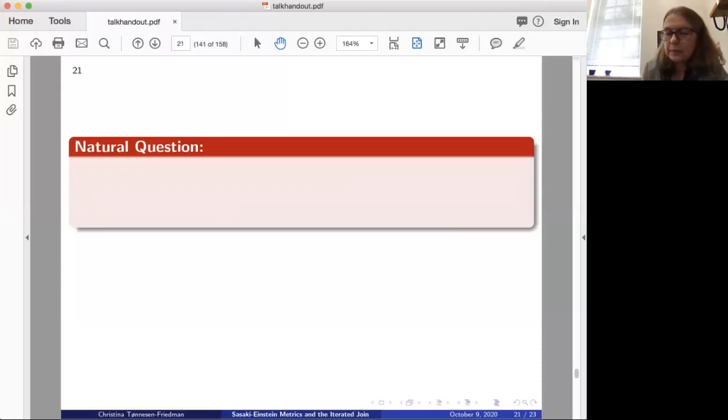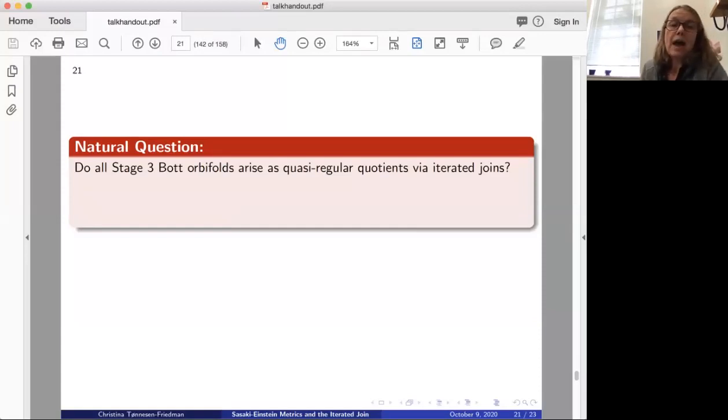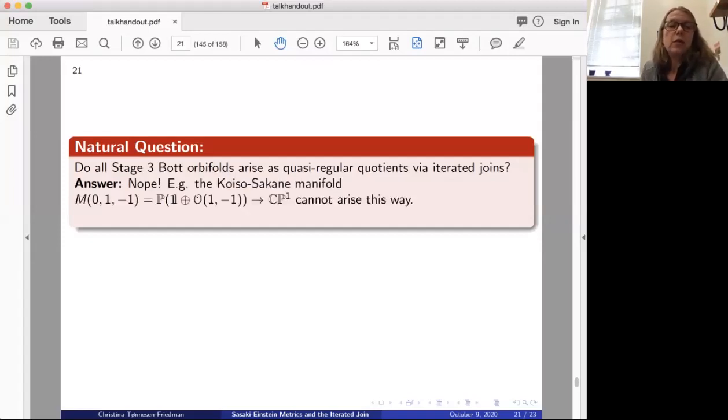Maybe just a little bit more. A natural question would be to ask, do all the stage 3 Bott orbifolds arise from doing these iterated joins? And the answer is no. Because in that key proposition that I had with Charles, these line bundles that we get at every stage from the quotient have to have a sign. So their Chern class has a sign. You can easily think of cases where that wouldn't be the case. For example, the Koiso-Sakane manifold. This is actually a stage 3 where the first choice is you take the trivial line bundle. And then the second choice, you pull back degree 1 and degree -1 line bundles for each of the pieces of your product, right? So this line bundle definitely does not have a sign. The Chern class of that one is not plus or minus a Kähler class. So that one would not come up that way.